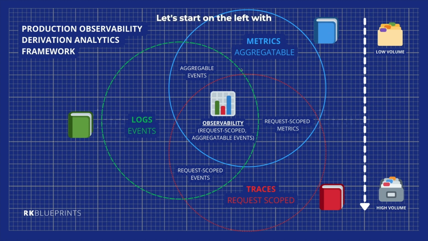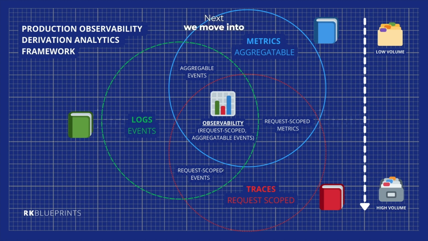Let's start on the left with logs. Logs are our events, things that happened. They're detailed, high context, and human readable, but they don't scale well by themselves. Logs answer the question, what happened? But not always how often or how bad.